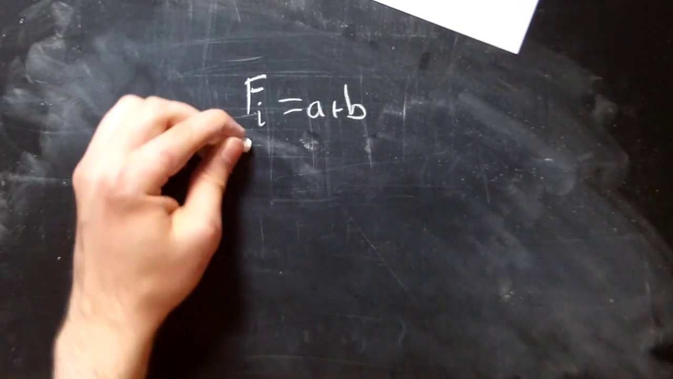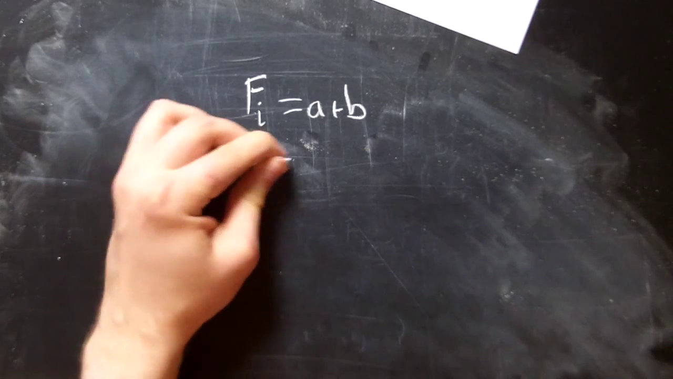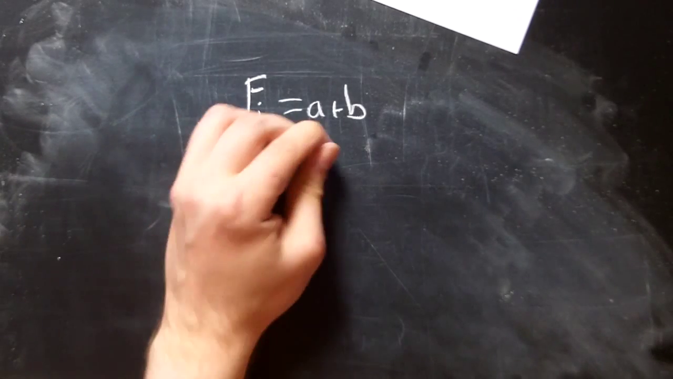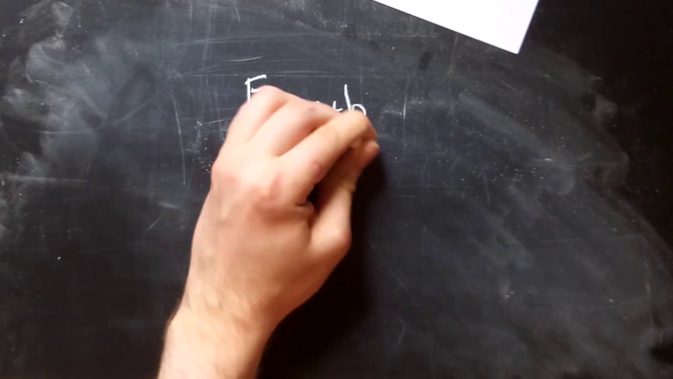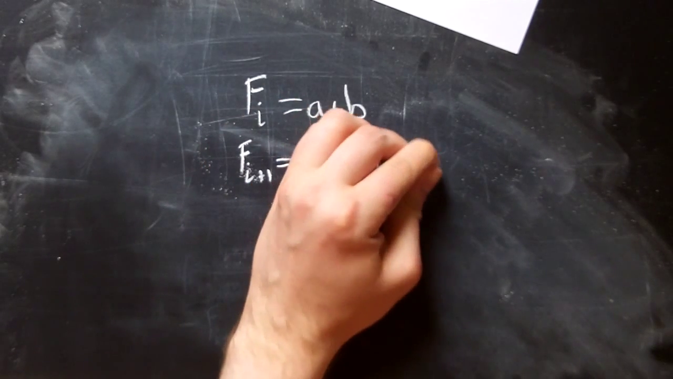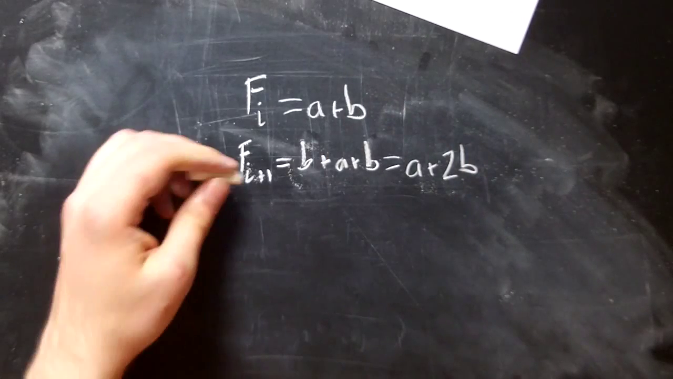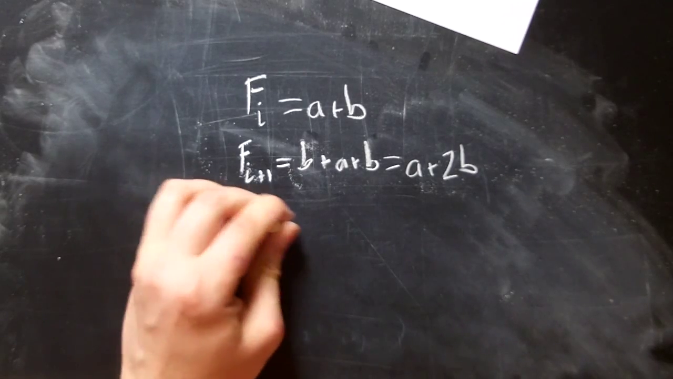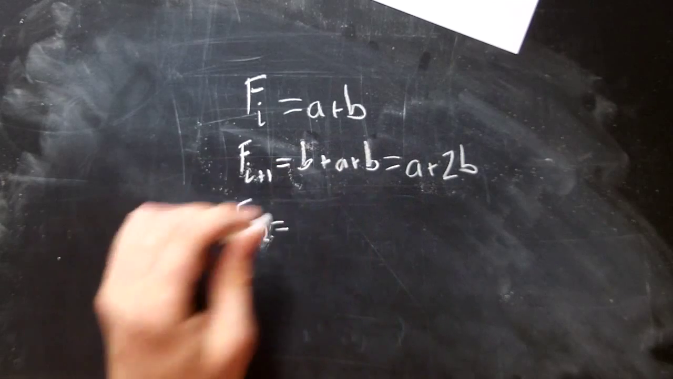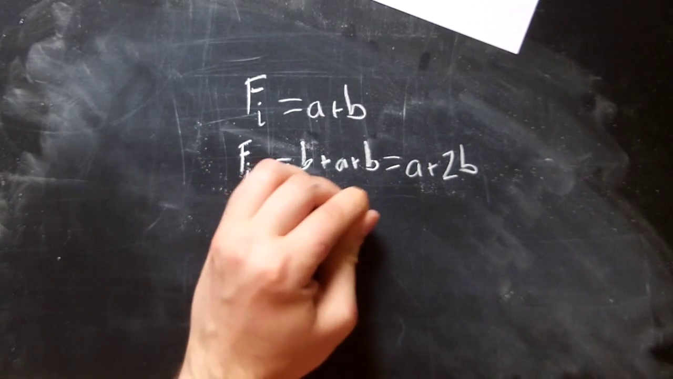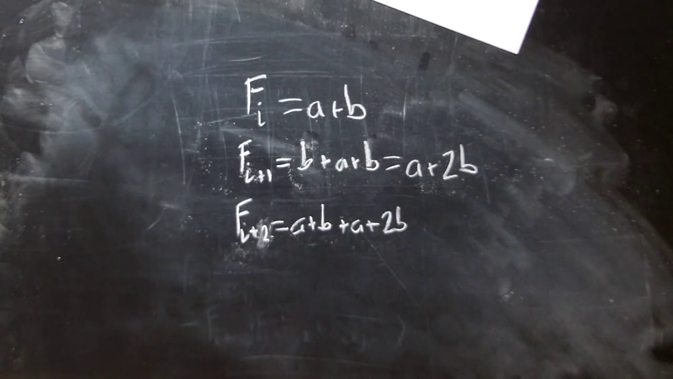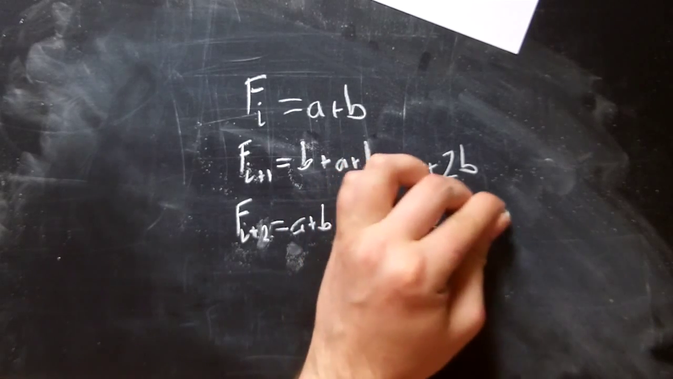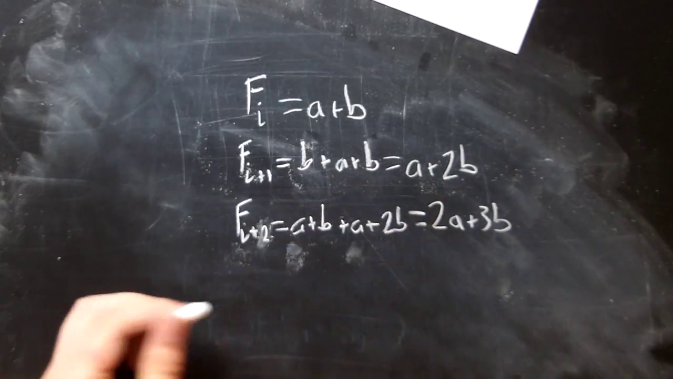So then F_(i+1) is, what is it, F_(i-1), so the one before is b, plus F_i, a plus b. So that's a plus 2b. F_(i+2) is a plus b plus a plus 2b. My chalk is failing. So I've got 2a's and 3b's. Starting to get a pattern going here.